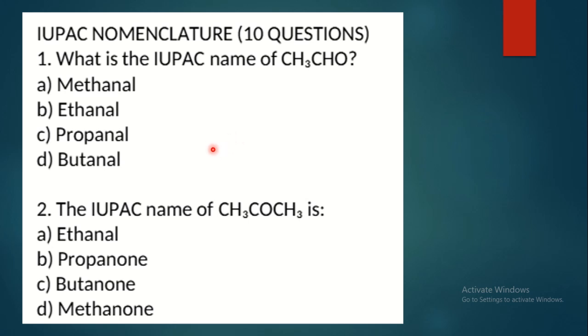Now these are some questions I have brought for you. What is the IUPAC name of CH3CHO? First of all, it is asking IUPAC, not the common name. CH3CHO. How many carbons are there? 2 carbons. Which functional group? The aldehyde functional group. 2 carbon means eth, right? Meth, eth, prop, but. So here also, if any student wants to eliminate options, directly he can eliminate option B. So the final answer is ethanal.